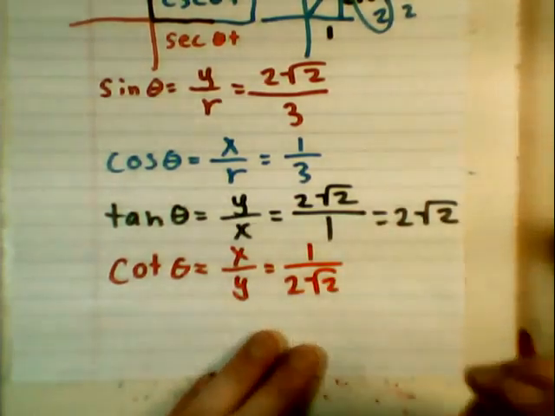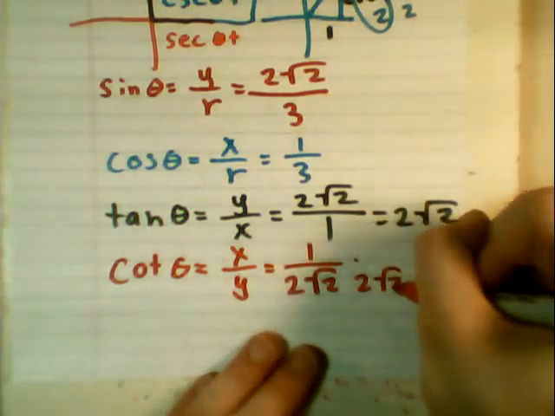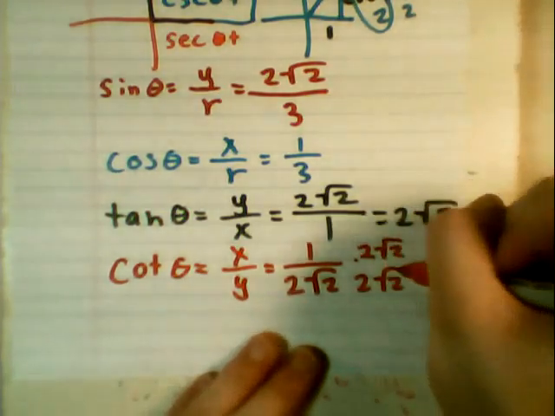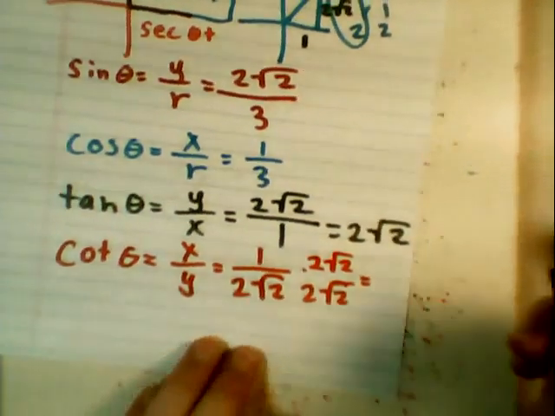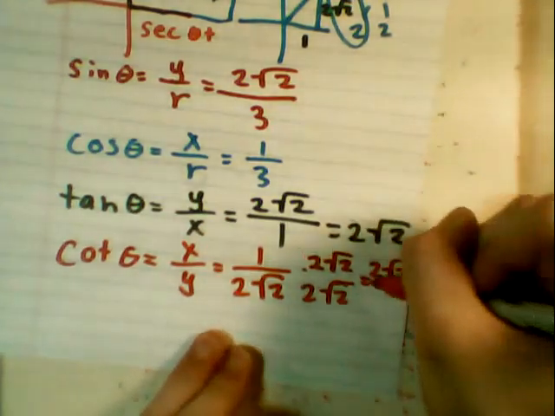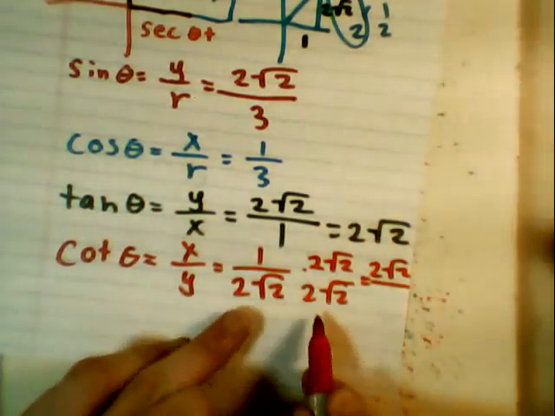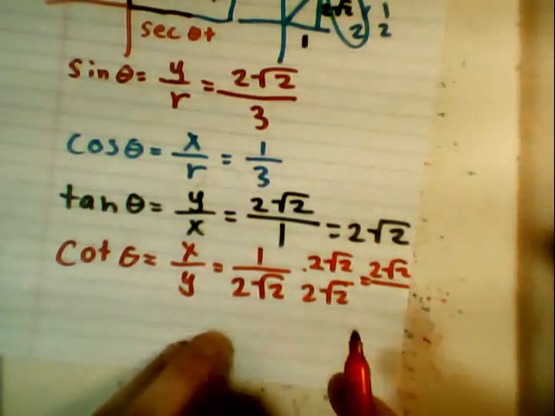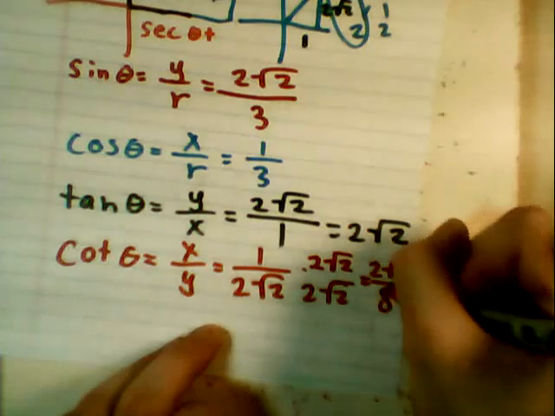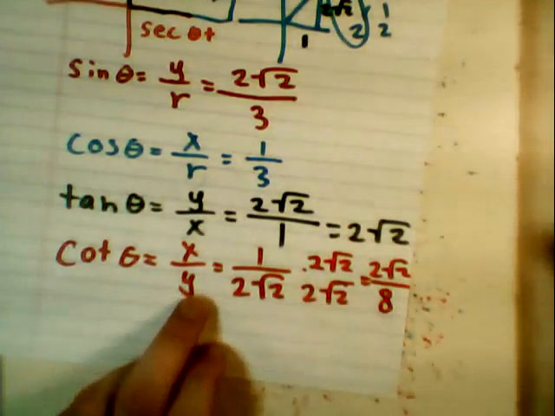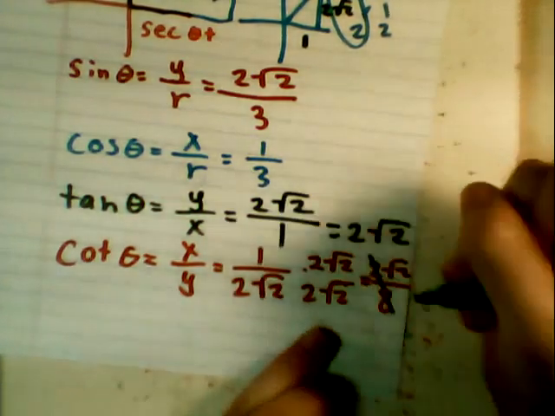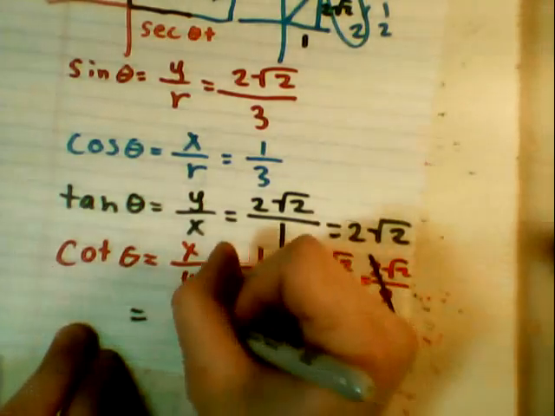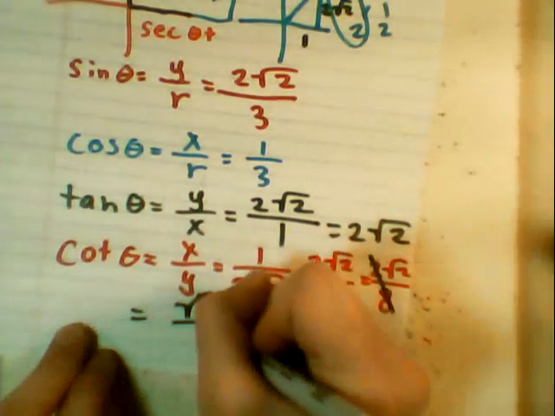However, we're going to have to rationalize this to get the square root out of the denominator, and that equals 2 square root of 2 over, we multiply the 2's and we get 4, then we take what's on the inside and multiply that. So 4 times 2 is 8, but we can reduce, so it's equal to the square root of 2 over 4.